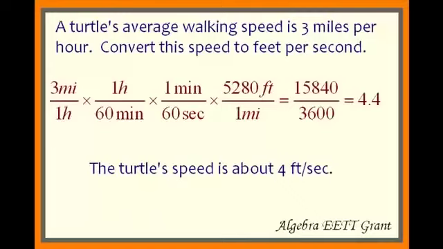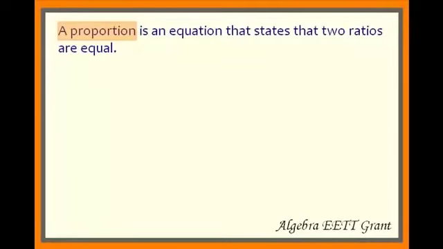Now let's talk about a proportion. A proportion is an equation that states that two ratios are equal, such as x by 2 equals 10 by 4. Now, why do we use proportions? We use it to solve for an unknown. In this case, our unknown is x.